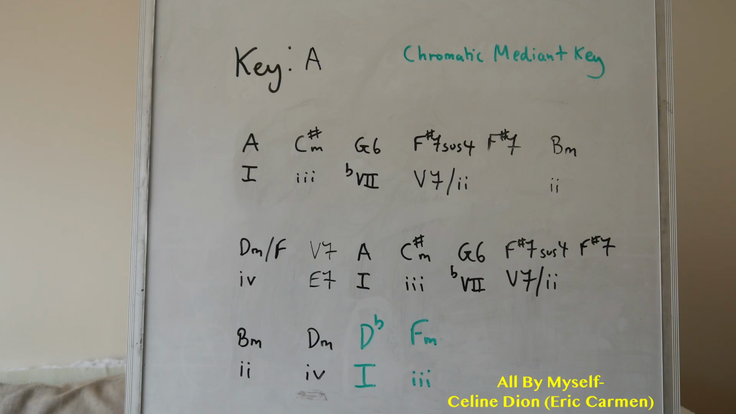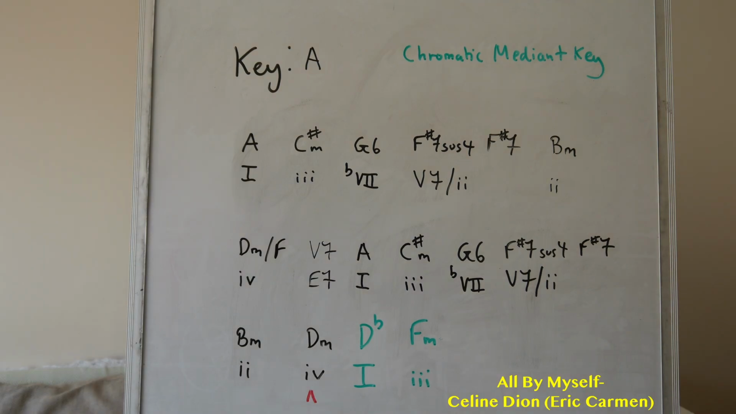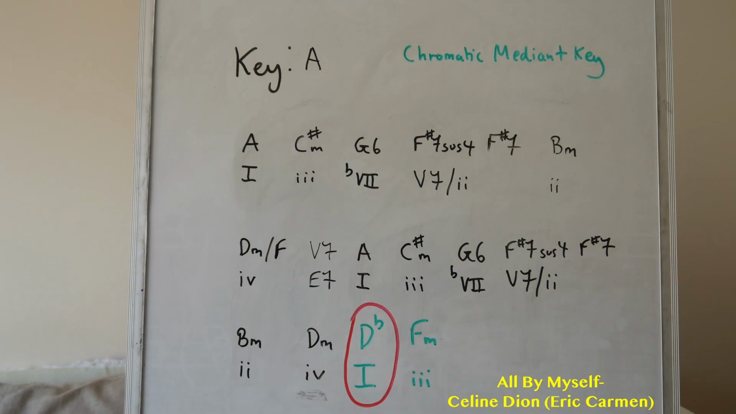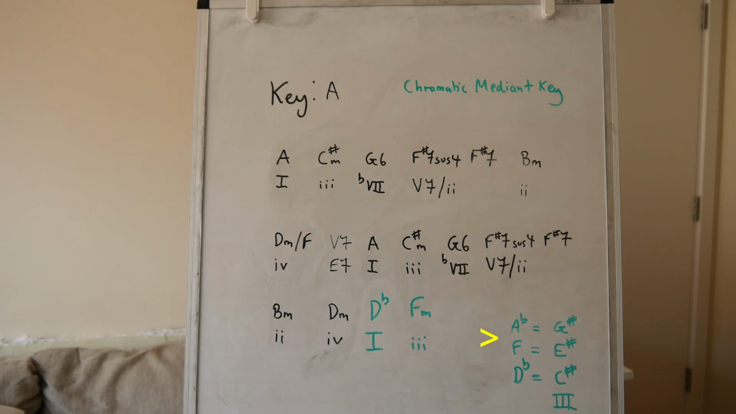We can extend this even further by using chromatic mediants to execute full-blown key changes to distantly related keys. Here, we start in the key of A major and move to the chromatic mediant key of D flat. Spell D flat as C sharp, we can see that this is a move to the chromatic mediant of A major.